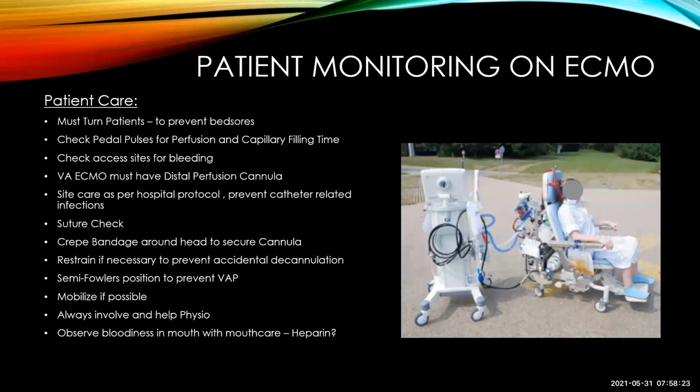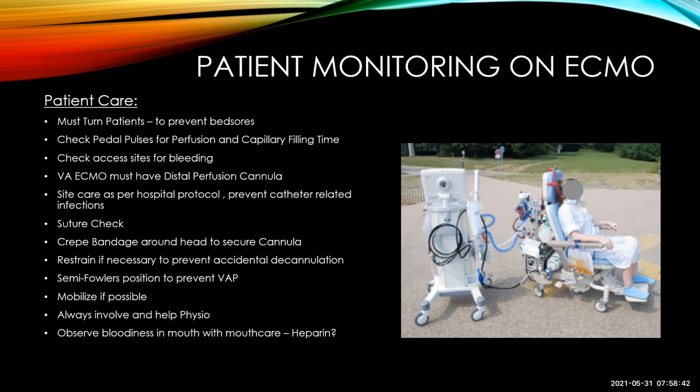You can put the patients in semi-Fowler position to prevent VAP. You must mobilize the patients as soon as possible and wake them up so that they can start using the intercostal muscles again. And always involve and help the physio when they come along.